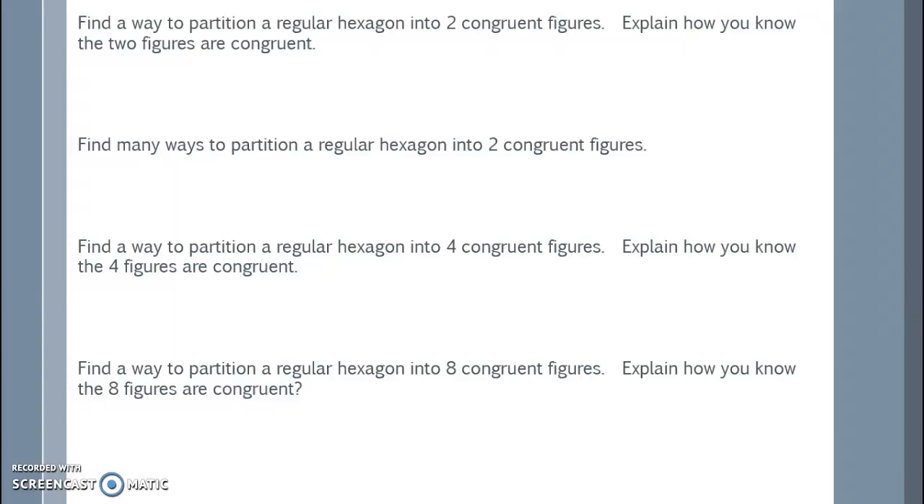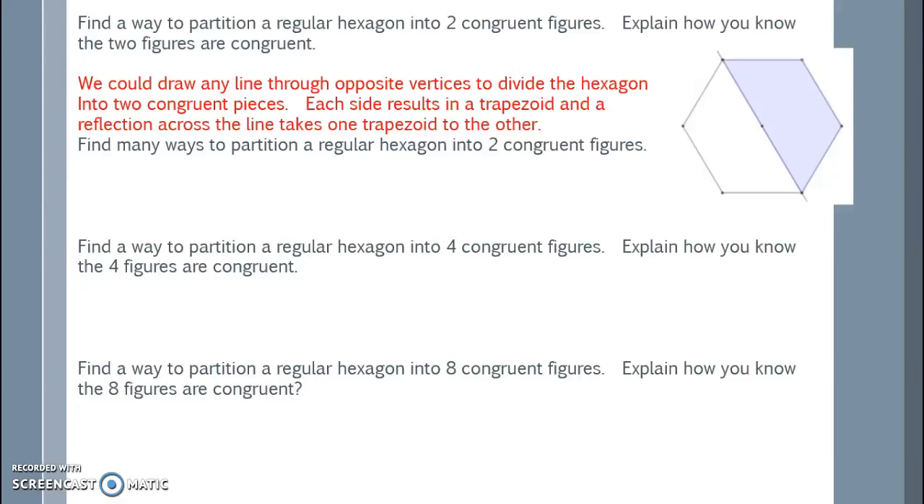So if we start with a regular hexagon here, there are multiple different ways that I could split it into two congruent figures. Particularly, I could split it as I have pictured, or split it in any other one of the vertices. We could draw a line through opposite vertices to divide the hexagon into two congruent pieces. Each side results in a trapezoid, and if we were to make a reflection across the line that we drew, the line takes one trapezoid to the other.